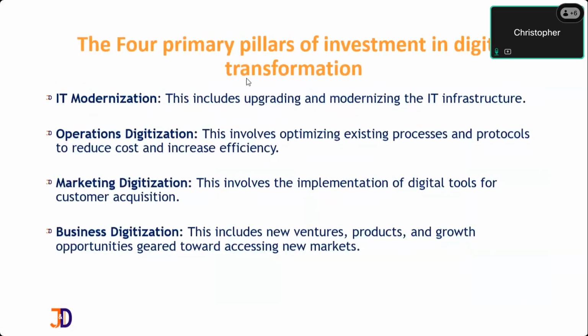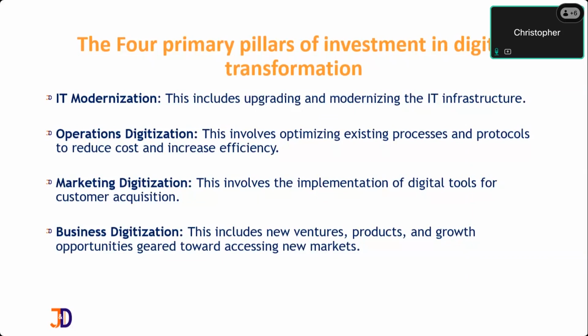We look at four primary pillars of investment in digital transformation. Basically, these are what you would anchor yourself on if you needed to have digital transformation. One is IT modernization. This means that you'll need to upgrade, adopt or modernize the IT infrastructure that you do have. If you don't have one, then you may need to incorporate IT infrastructure into your business. There's operations digitization. Basically, this is optimizing the existing processes and protocols that you have to reduce cost and increase efficiency.